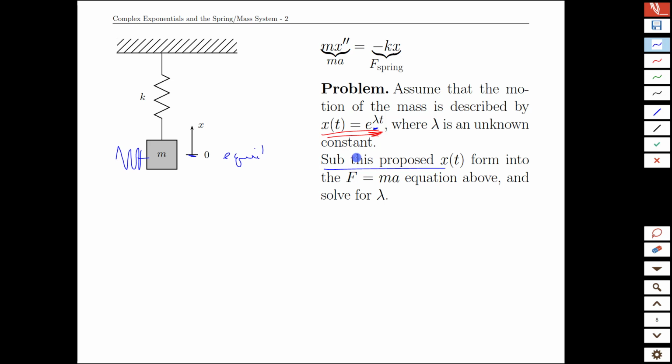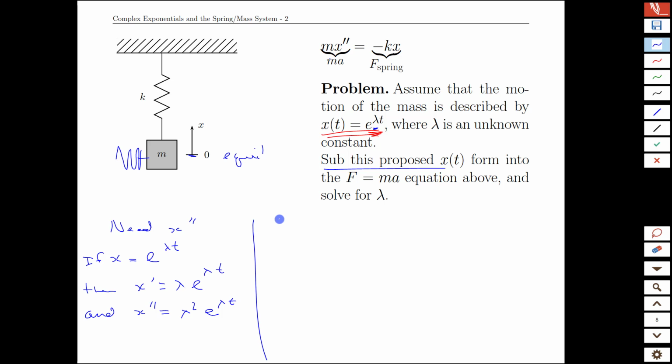So what we're going to do is sub this into the equation and see what we get. We need to have x double prime. Well, x is equal to e to the lambda t. If that's our guess, then x prime is equal to lambda e to the lambda t. I'll try to make my lambdas look different from my x's here to be very precise. And the second derivative, which is what we actually need, is lambda squared e to the lambda t. Fair enough.